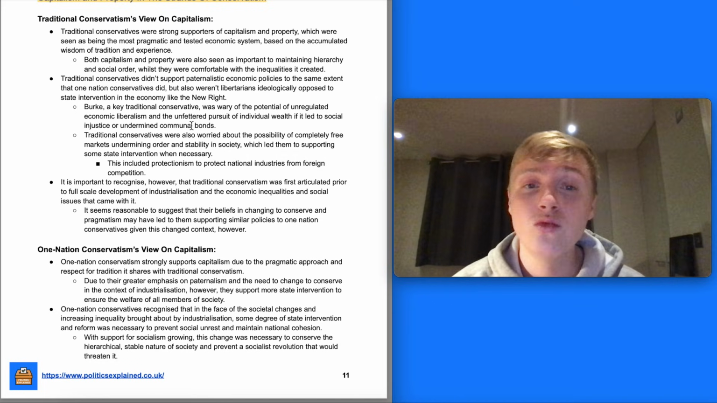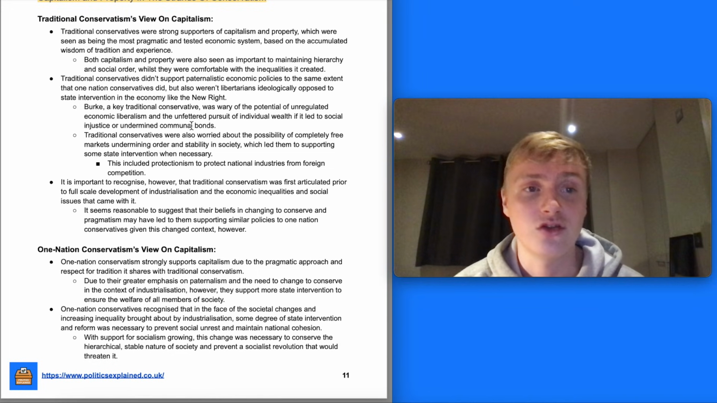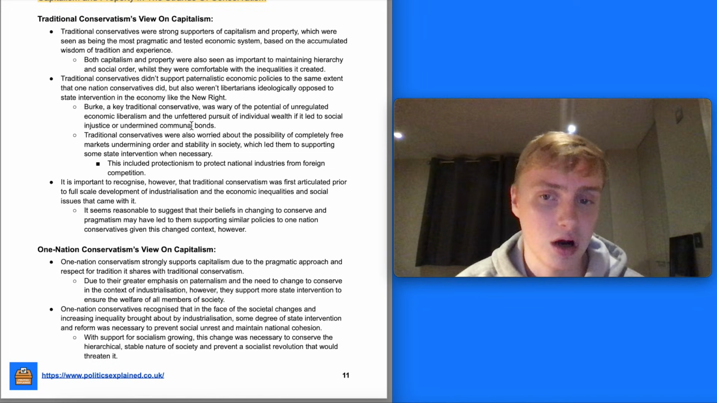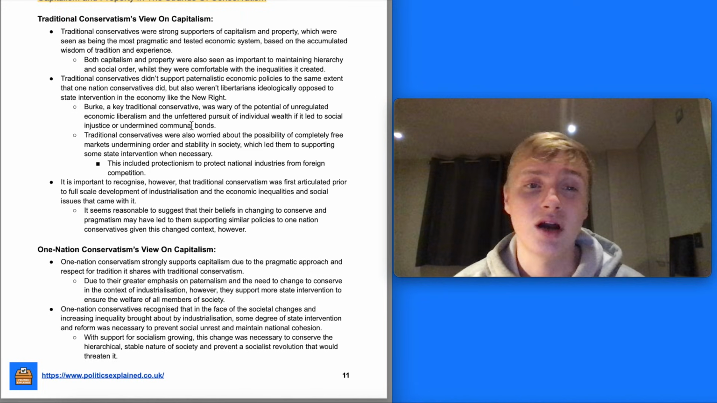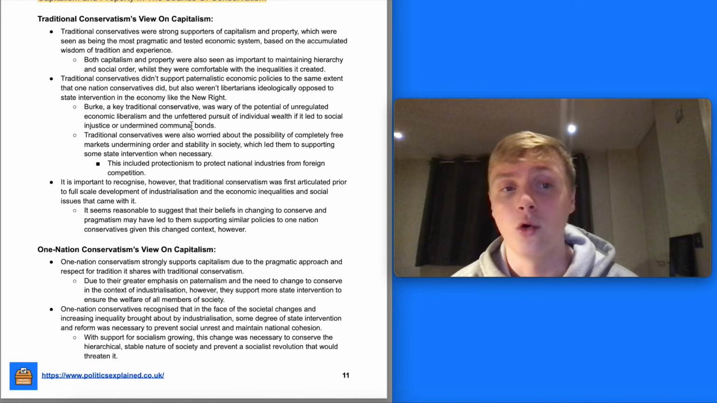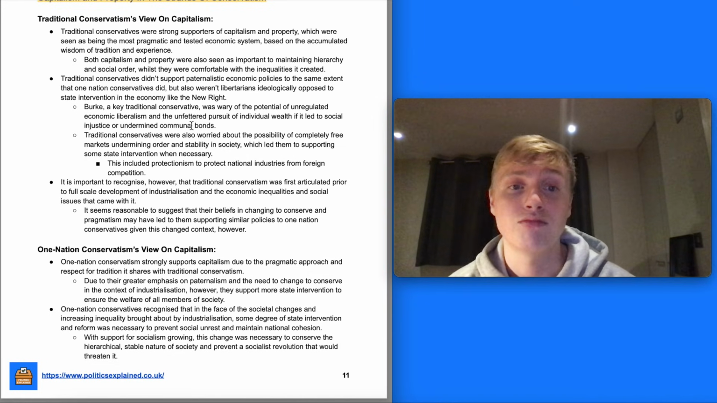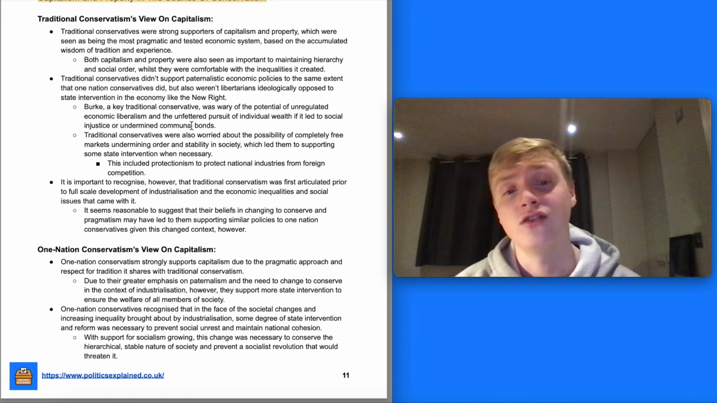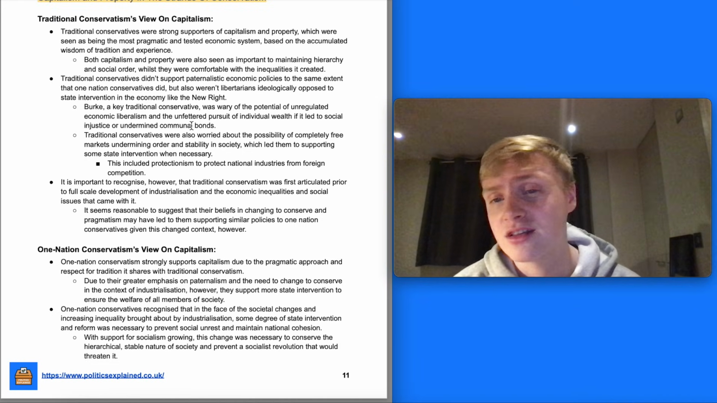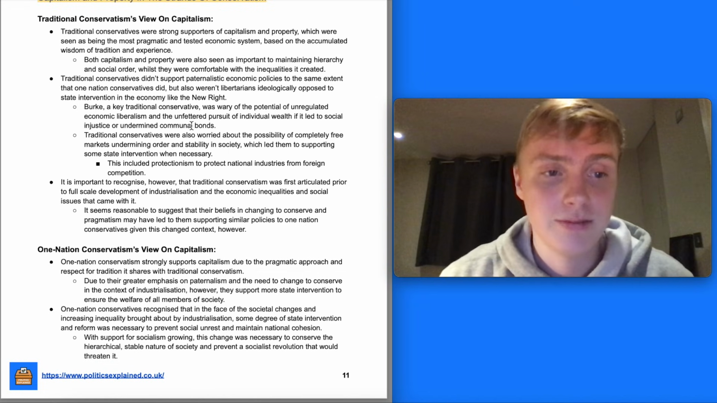So Burke was actually wary of the potential of completely unregulated economic liberalism and the unfettered pursuit of individual wealth, though he did generally support relatively free market capitalism. He also wasn't strongly supportive of it in the same way that classical liberals were, because they were worried about these free markets undermining order and stability within society, and this led to some early conservatives supporting protectionism of national industries from foreign competition. But it's also important to recognise that traditional conservatism was articulated prior to the full development of industrialisation and capitalism that later conservatives were writing in.